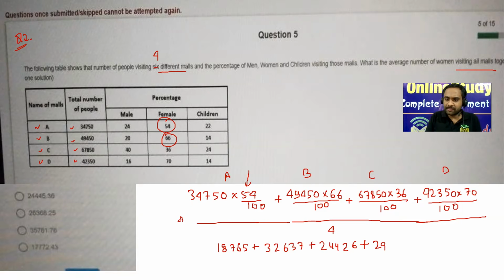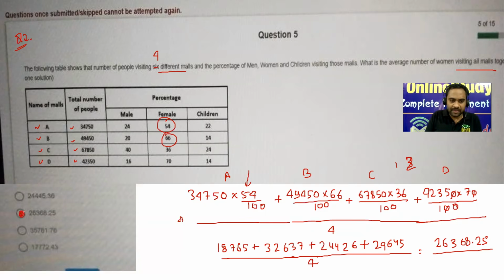See how you can simplify this: 1010 cancel, 1010 cancel. Now 29,645: 7 5s are 35, 5 3 will be in hand, 7 3s are 21 plus 3 is 24, 4 2 will be in hand, 7 2s are 14 plus 2 is 16 will be in hand, 7 4s are 28 plus 1 is 29, right? Like this you will be able to simplify, divided by 4, and finally you get 26368.25. Okay, so option B will be the correct answer.